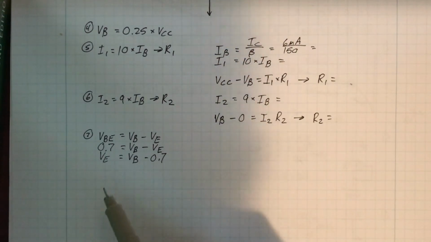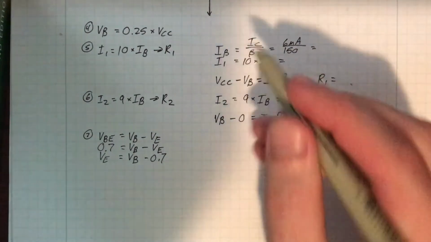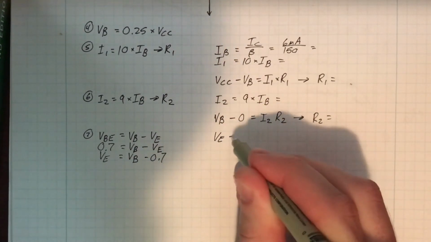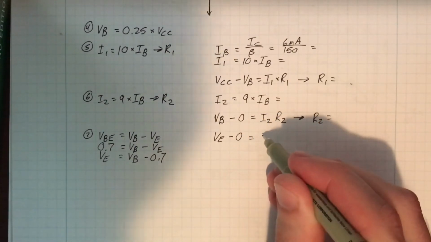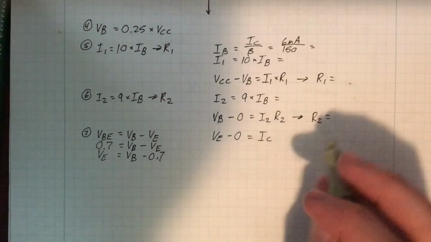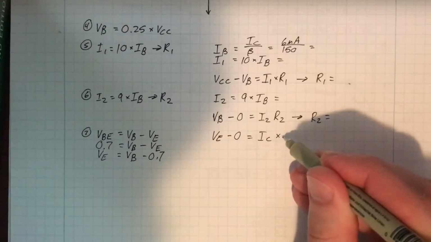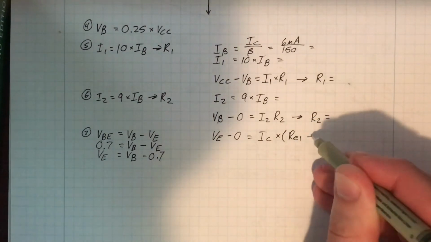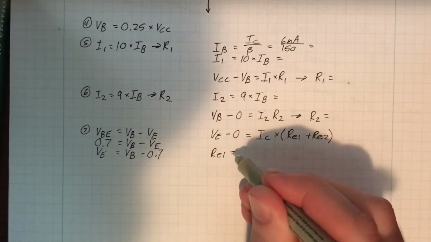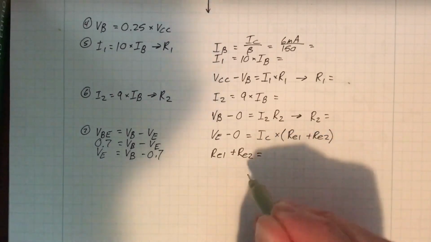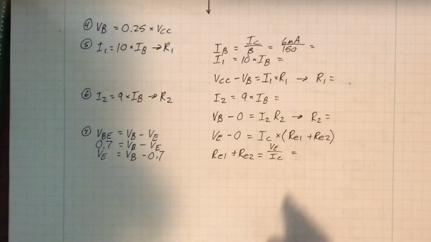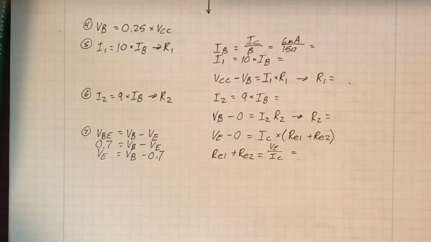If you know the emitter voltage, then it's just Ohm's law across those two resistors. So VE minus 0 equal to, if you assume the emitter current and collector current are the same, you can just use that here, times RE1 plus RE2. So RE1 plus RE2 equals VE over IC, and you can calculate that.